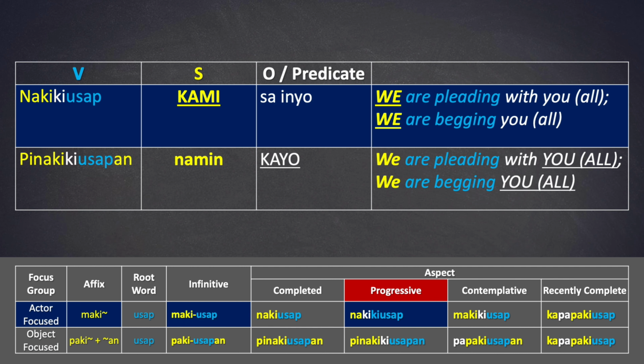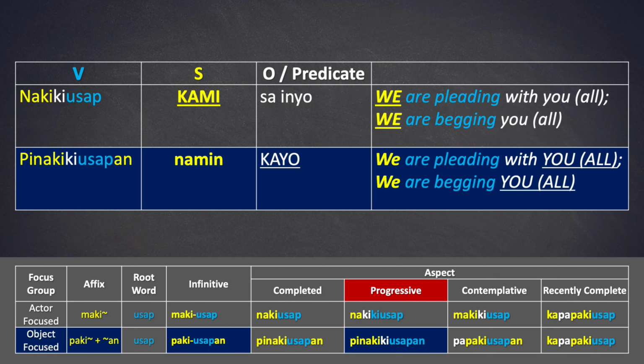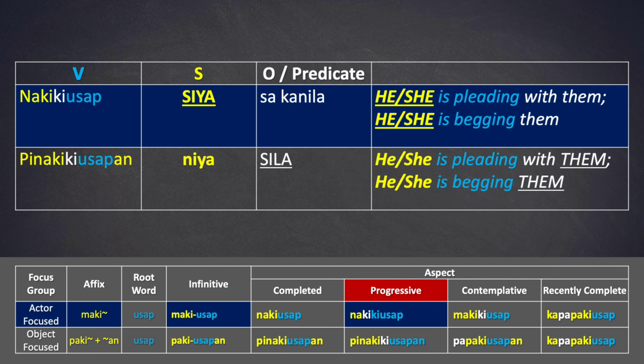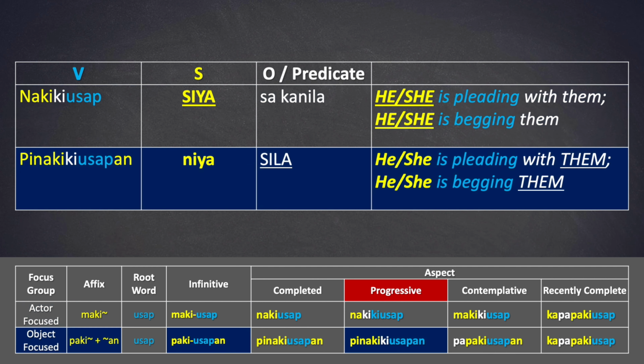Nakikiusap kami sa inyo. We are pleading with you, or we are begging you. Pinakikiusapan namin kayo. We are pleading with you. We are begging you. Nakikiusap siya sa kanila. He or she is pleading with them, or he or she is begging them. Pinakikiusapan niya sila. He or she is pleading with them. He or she is begging them.